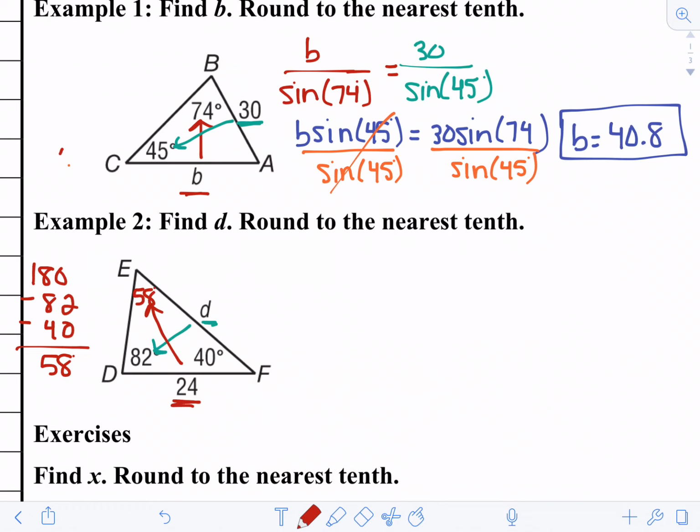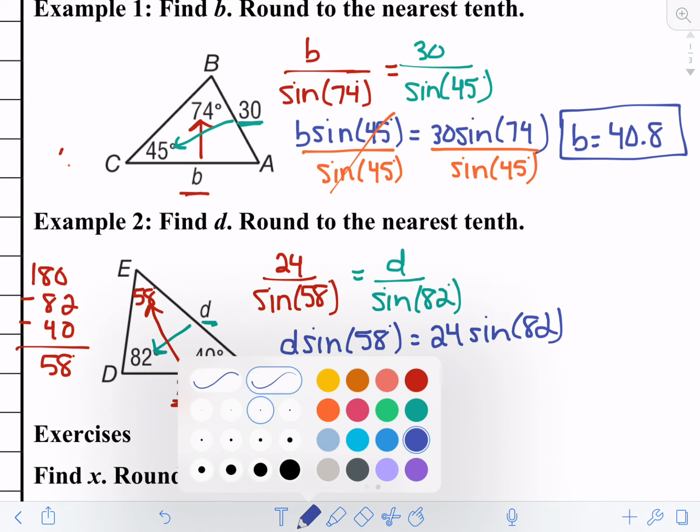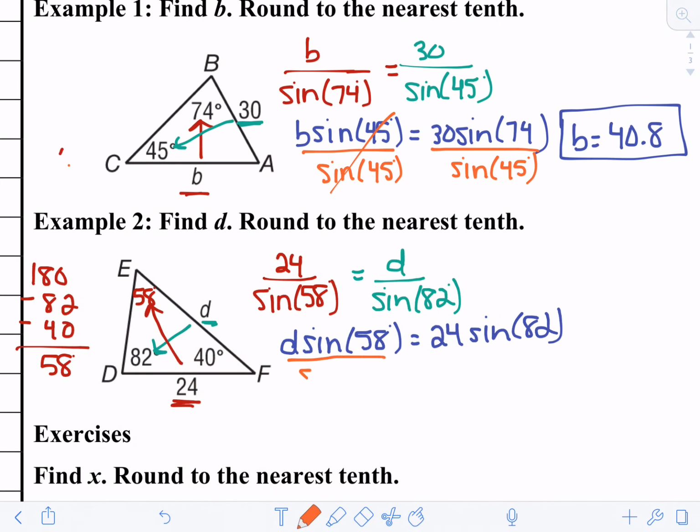So now we just set up our proportion. 24 over sine of 58 is equal to D over sine of 82. Now I'm going to cross multiply. I always like my variable on the left side, so I'm going to put D times the sine of 58 is equal to 24 times the sine of 82. Then we're going to divide both sides by sine of 58 to get D by itself.